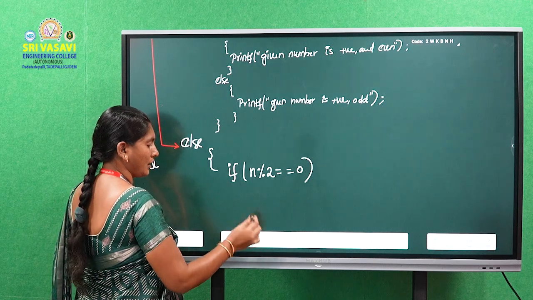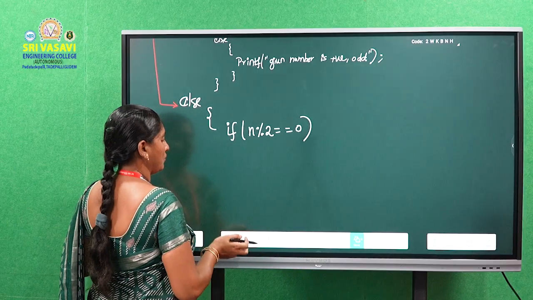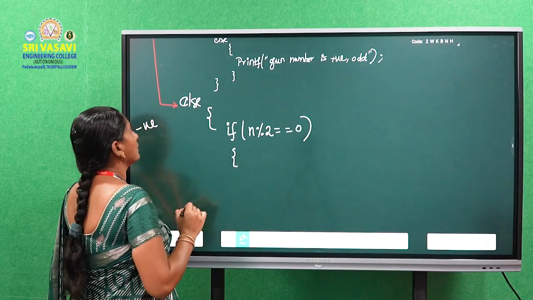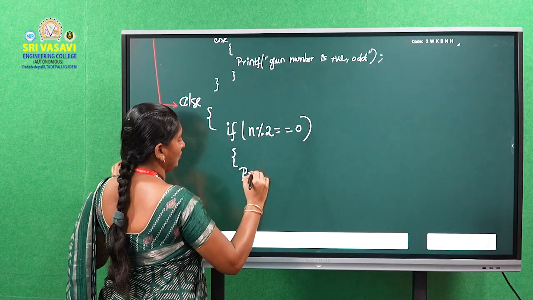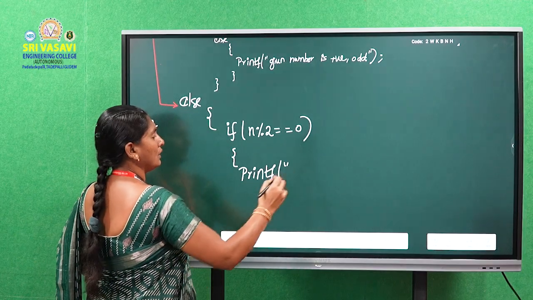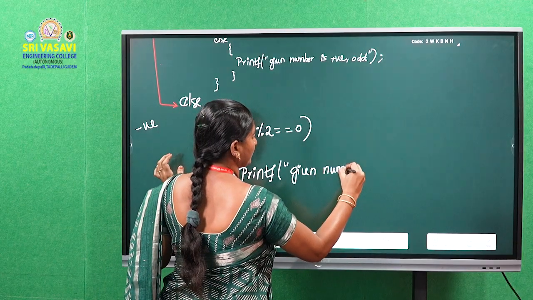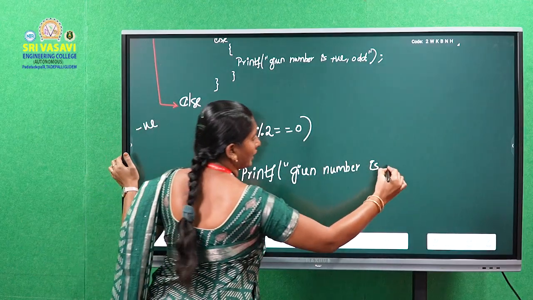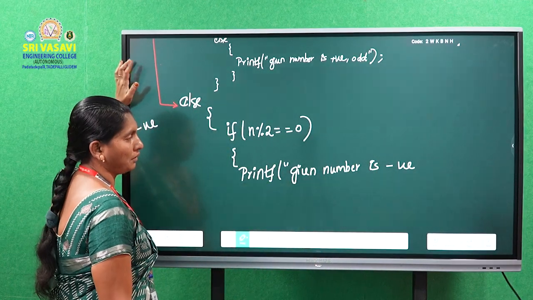So the condition is if n remainder 2 is equal to 0. This condition is for checking whether the given number is even or odd. If this condition is true, you have to give information that the given number is negative, because the first if itself fails.